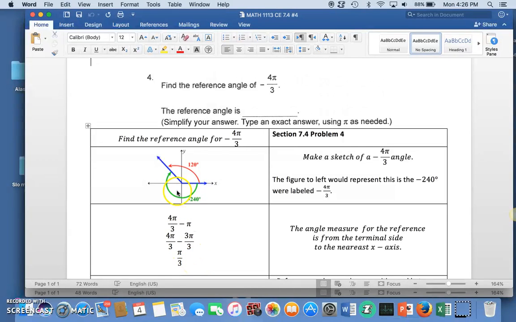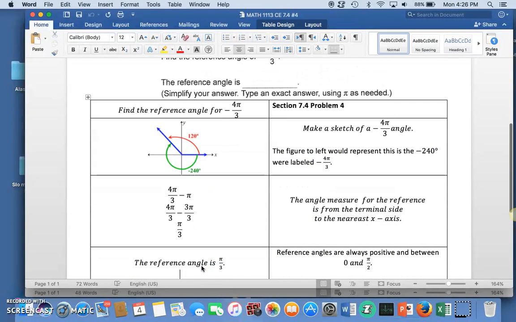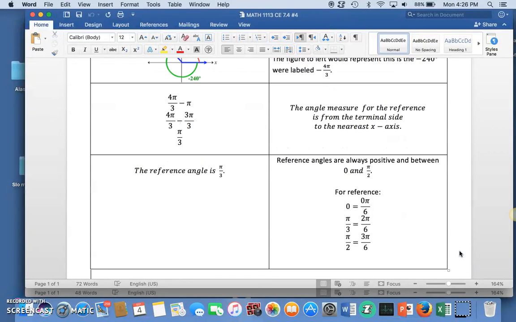So the reference angle is pi over 3, which of course does have the same measure as 60 degrees. But we would say that the reference angle is pi over 3 because the original angle was given to you in radians, so you would want the reference angle in radians. Remember, they're always positive between 0 and 90 if they're degrees, so they would always be positive between 0 and pi over 2. Just to help you with the fractions and so forth.